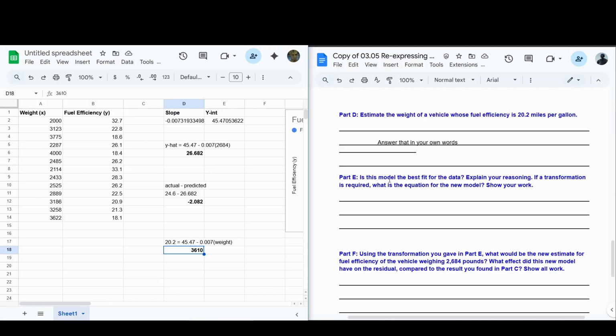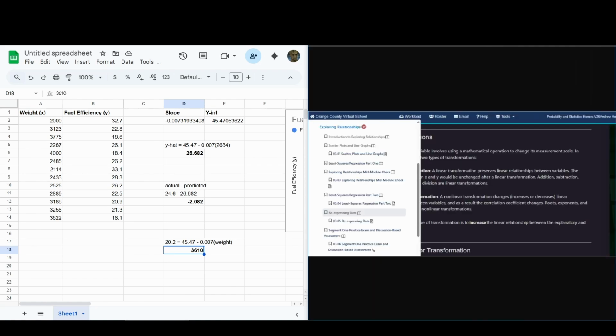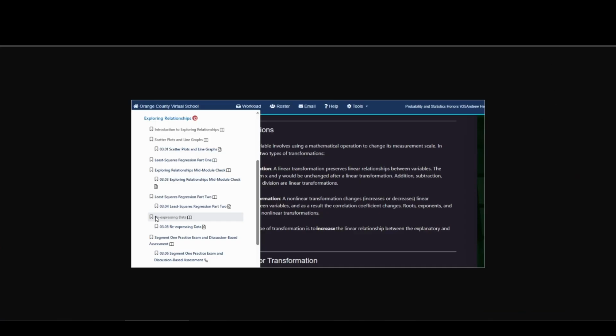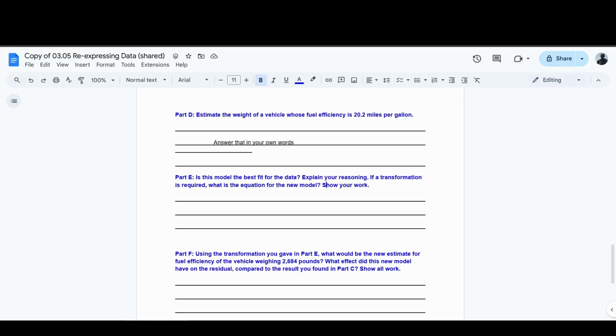Next is part E. So is this model the best fit for the data? Explain your reasoning. If a transformation is required, what is the equation for the new model, and show your work. So this, again, is going back to those slides that we had here. If you read through your slides for re-expressing data, we had a couple different transformations that we could use. I'm going to give you a hint here on this one. We want to use an exponential model.